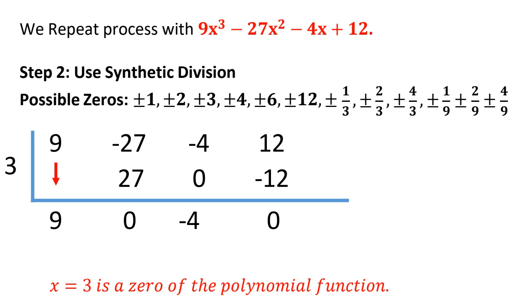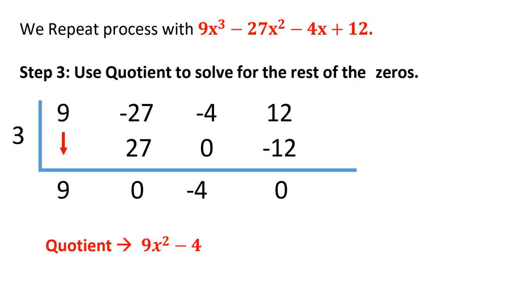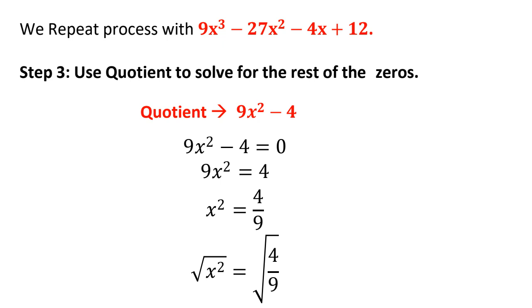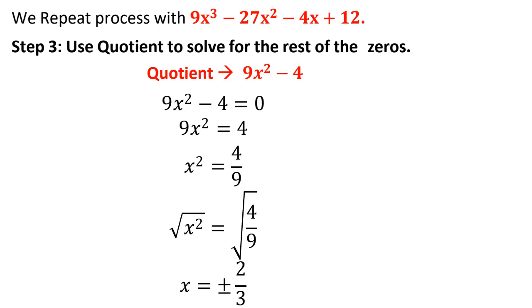And guess what? Now my quotient is going to be a quadratic. Now I have 9x squared minus 4. Again, I can use my square root property to solve for x. So set this equal to 0, add 4 on both sides, divide by 9 on both sides, take the square root of both sides, and I end up that x is equal to plus or minus 2/3. Okay, so now I have all the zeros.